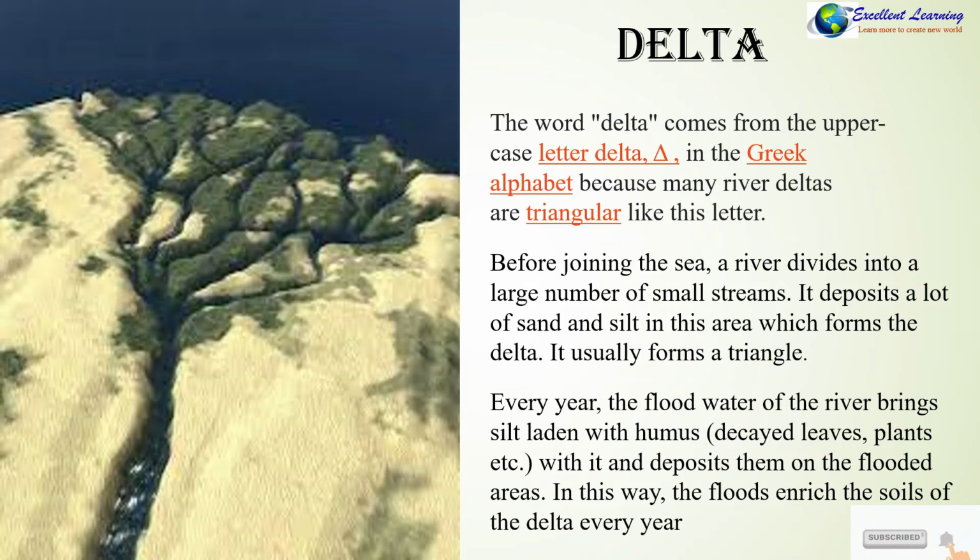Children, now we will find how the soil is enriched near the deltas. Every year, the flood water of the river brings silt laden with humus, like decayed leaves, plants, etc., with it and deposits them on the flooded areas. In this way, the floods enrich the soil of the delta every year.